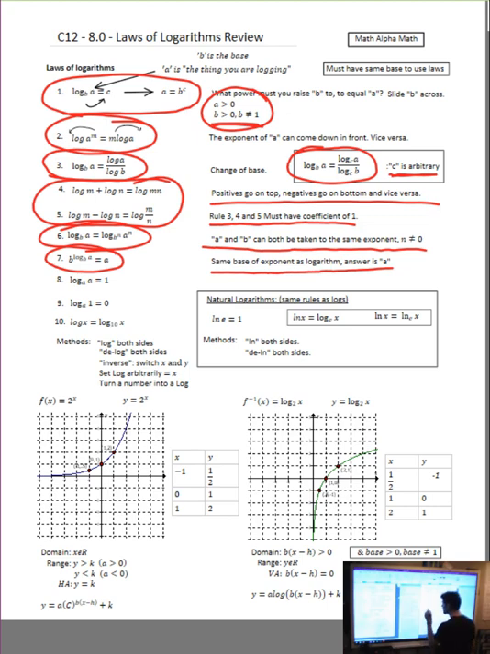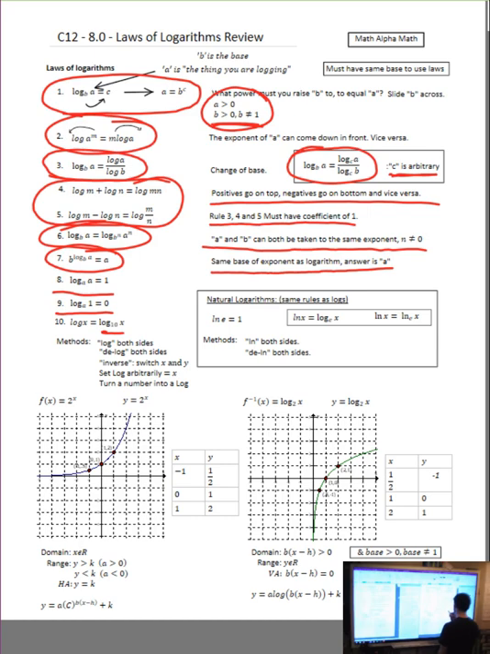A couple more basic rules. Log A base A is 1, because what power do you have to raise A to equal A? 1. Log base A of 1 is equal to 0, because what power do I have to raise something to equal 1? 0. If I don't see a base, I know the base is 10.